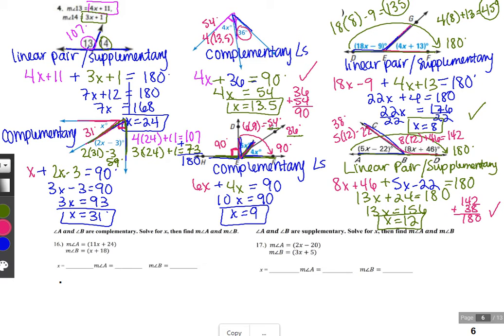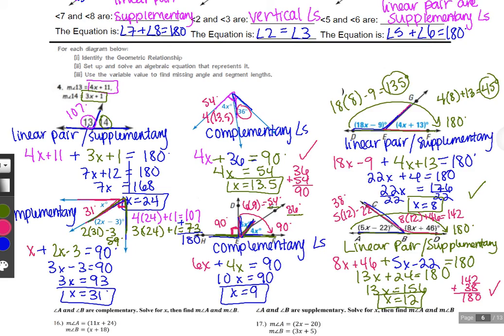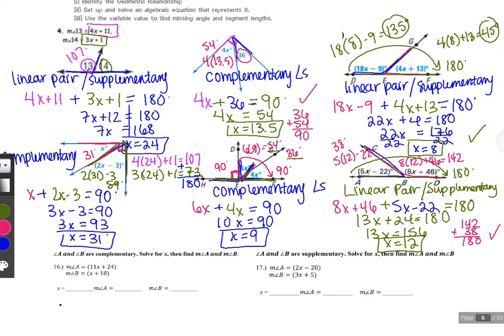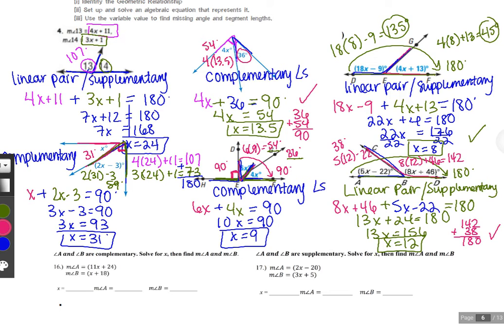Alright, and so kind of scaling back and looking at all these, just make sure when you're looking at the diagram, you're noticing something important that tells you something about the relationship name, and then once you find the relationship name, that'll help you set up an equation. You set up an equation, then you need to solve for your variable, and then substitute it back into your missing angles to find their values.